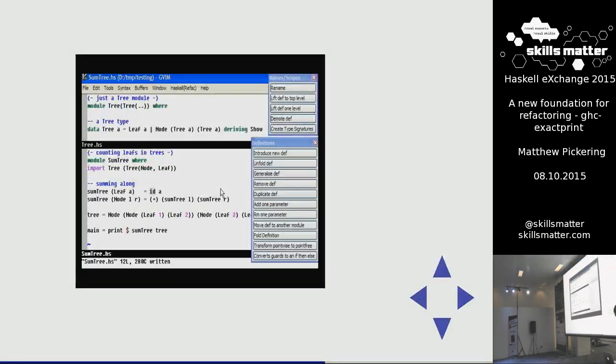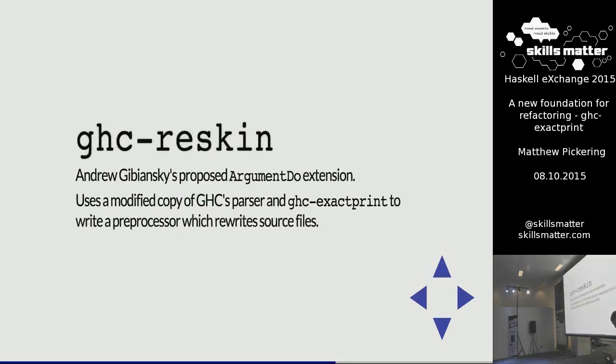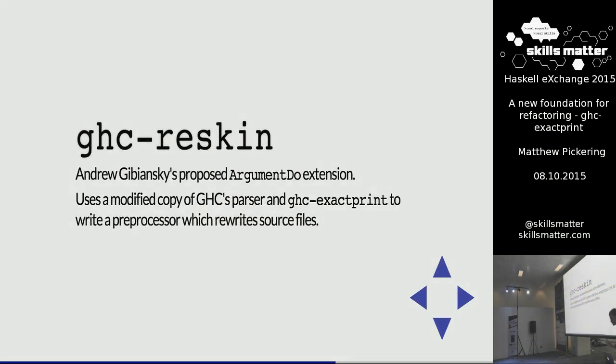Right, so that's what Alan and I have been up to. A project which was not by me or Alan, was by Andrew, using ghc-exactprint. I don't know if people have heard of the proposed argument do extension. It passed around on the mailing list a bit, but Andrew wrote a project called ghc-reskin, and the idea of this project was that he modified the GHC parser a little bit, then he wrote a preprocessor which used his modified version of the Haskell parser to parse the source files he wanted to parse.